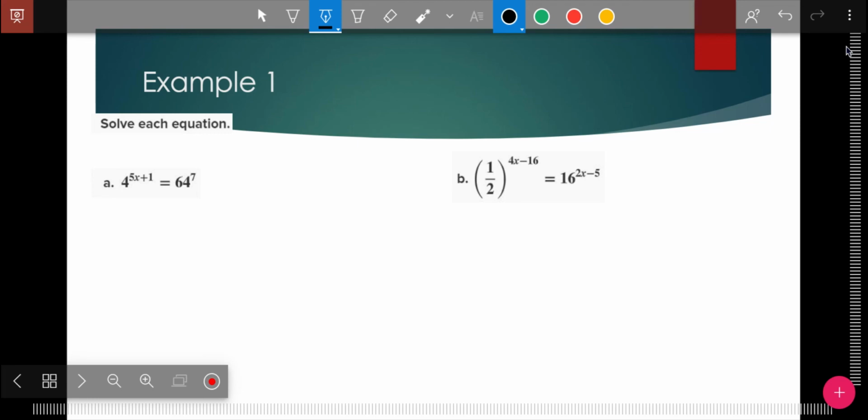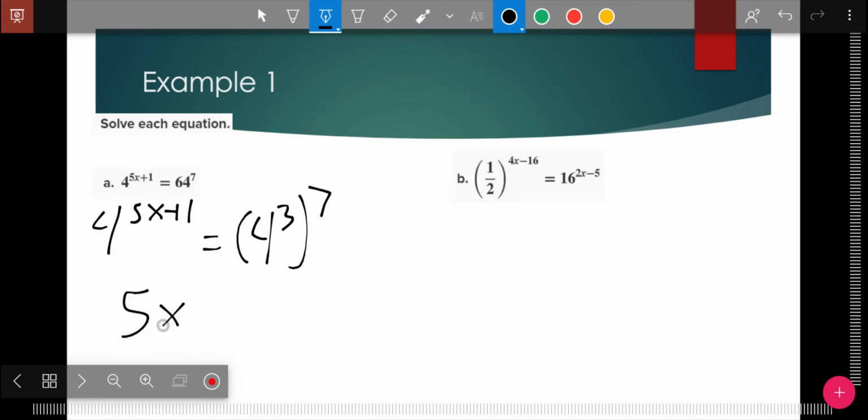All right. And so 4 to the power of 5x plus 1 equals 64 to the power of 7. So I took my calculator, I went 4 squared is 16, 4 to the third is 64. So that's the first thing I did. I left that side the same, but I made this side 4 to the third to the 7th. And so really now I have 5x plus 1 equals 21. I get 5x equals 20. I get x equals 4.